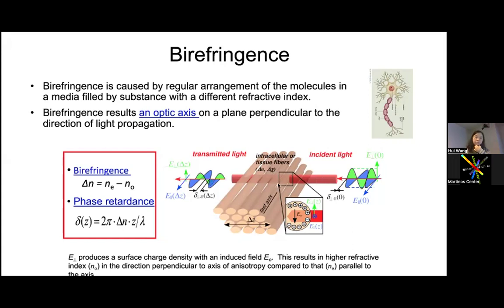And after the polarized light passes through these fiber bundles, there results a phase shift between the two orthogonal polarization channels. And this phase shift results from the birefringence that's defined by the difference between the refractive indices along those two polarization channels. And this phase shift causes a phase retardance that's imaged by, we'll see, PS, polarization-sensitive OCT later. And it also results in an optical axis that's parallel with the fiber orientation, the axon orientation.